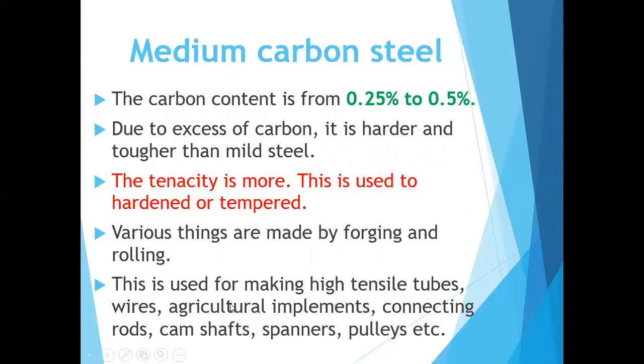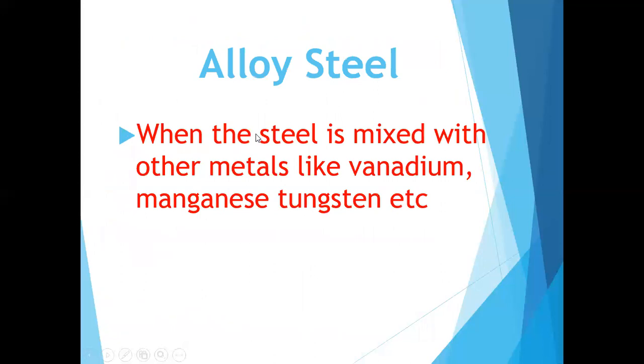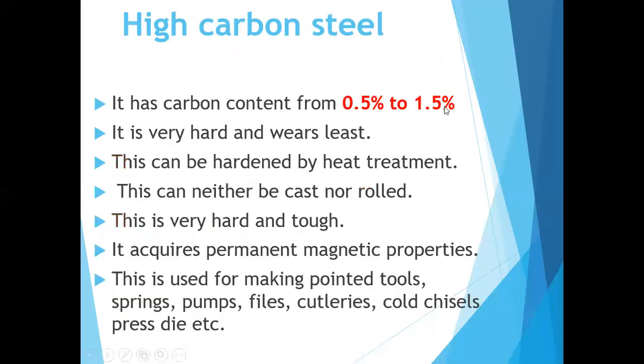So we use this type of material: camshafts, spanners, pulleys. We are using medium carbon steel. Okay, the next one is high carbon steel. What is the carbon content in high carbon steel? It is 0.5 to 1.5 percent.